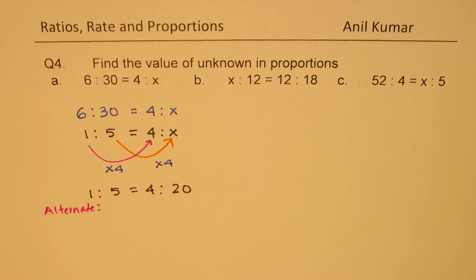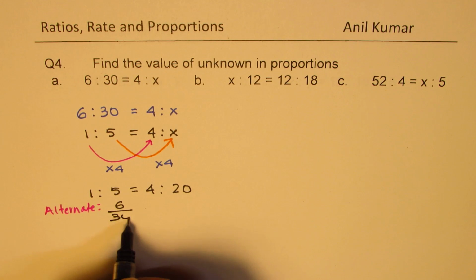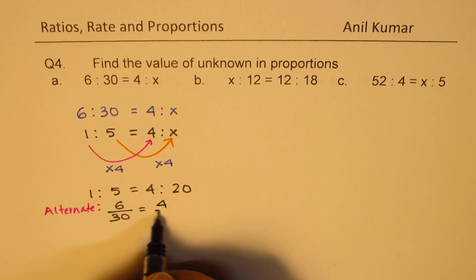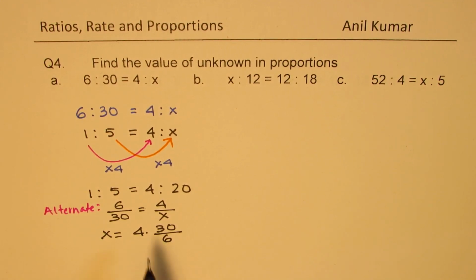So alternate method is to write them in fractions. We could say 6 over 30 equals 4 over x, right? And then we can write this as x equals, cross multiply, right? So 4 times 30 over 6. Is that clear to you? So cross multiply and find the value of x.